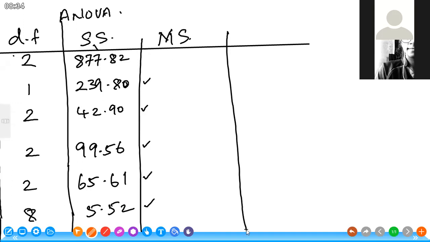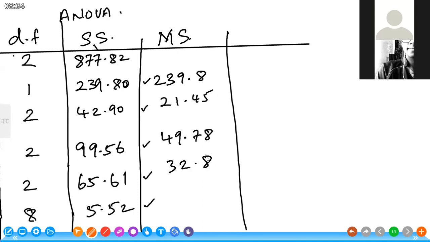Give me the mean square for irrigation. 239.8. Okay. What about error A? 21.45. What about the nitrogen mean square? 49.78. What is the interaction mean square? 32.80. The last one, the error B mean square? 0.69. Right. So these are the mean squares that you need to calculate.